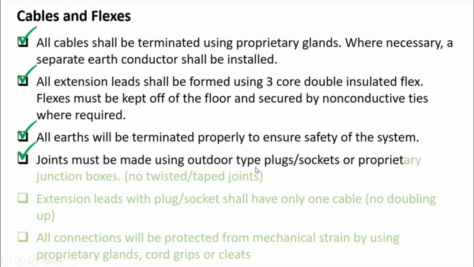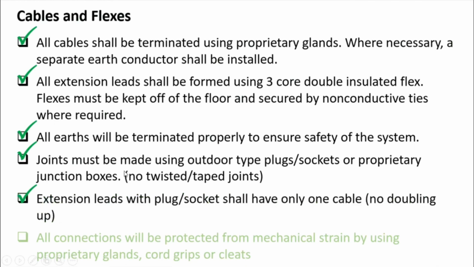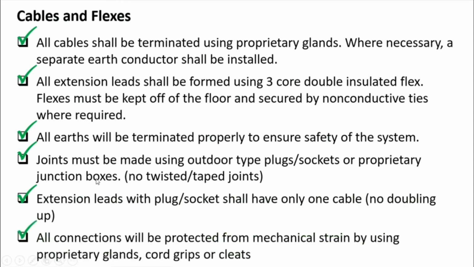All joints must be made using outdoor type plugs, sockets, or proprietary junction boxes. No twisted or taped joints. Twisted and taped joints are not allowed here in the Middle East. Extension leads with plugs and sockets shall have only one cable, no doubling up. All connections will be protected from mechanical strain by using proprietary glands, cord grips, or clips.